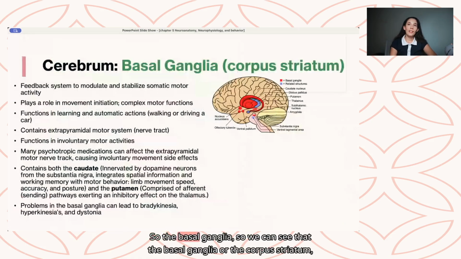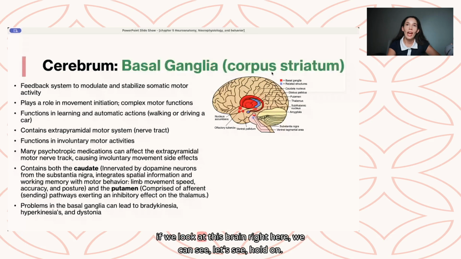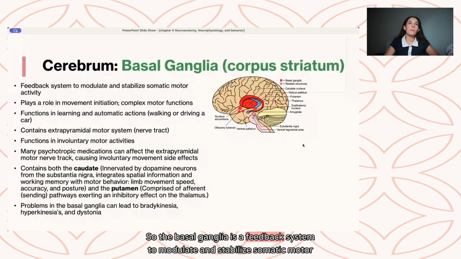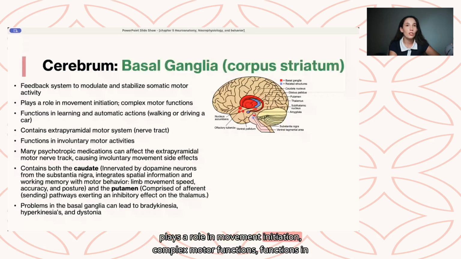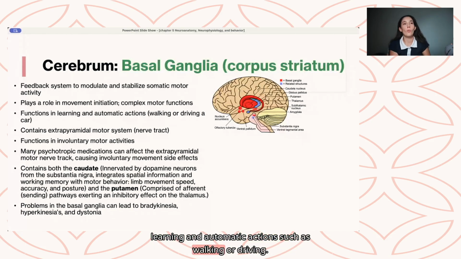So the basal ganglia, or the corpus striatum. If we look at this brain right here, the basal ganglia is the areas of red, and then related structures are the areas of blue. The basal ganglia is a feedback system to modulate and stabilize somatic motor activity. It plays a role in movement initiation, complex motor functions in learning, and automatic actions such as walking or driving.